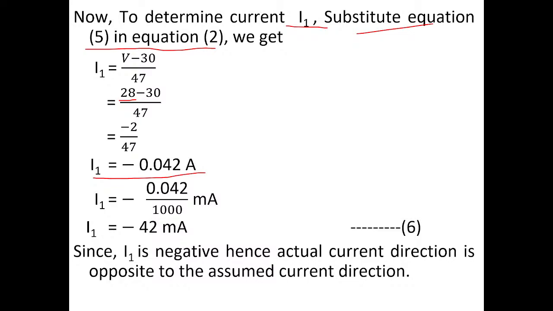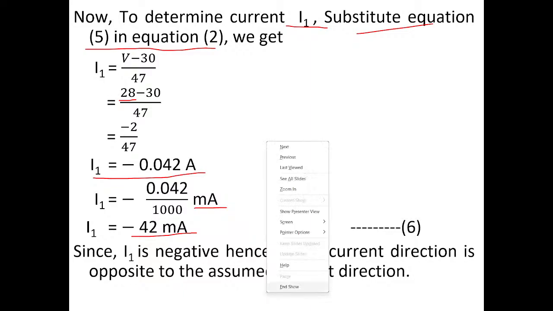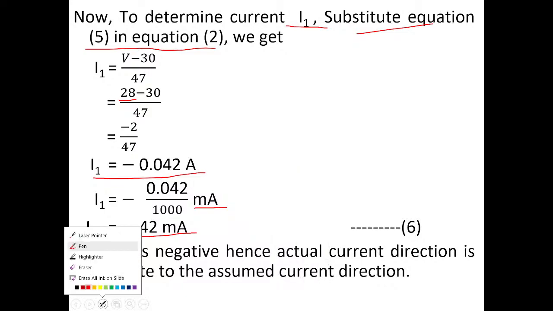So I want current in milliamperes. So what did I do? I have divided it by 1000. So I have got minus 42 milliamperes. Okay. So minus 42 milliamperes. I1 current is minus 42 milliamperes. I1 is minus 42 milliamperes. It's simple. If you are noting it down, you just note it.